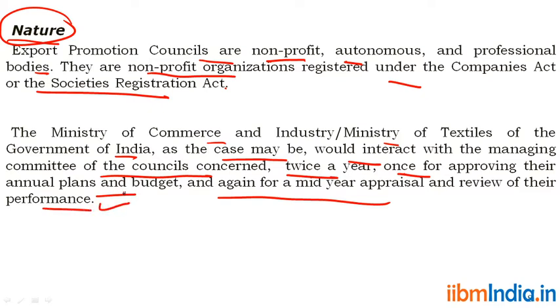The Ministry of Commerce and the Ministry of Textiles of the Government of India, as the case may be, would interact. The EPCs meet the government twice: once for approving their annual plans and annual budgets, and second for mid-year appraisals. Again they meet the Ministry of Commerce to review their performance over the last 6 months. This is all about the nature of EPC.